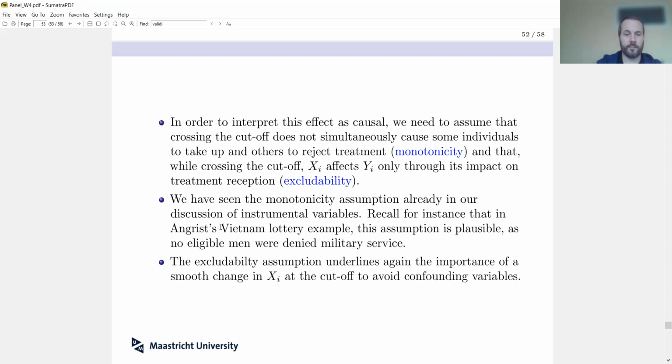Okay, and as I said before, excludability really underlines that we need smooth changes. So the treatment is the only thing that changes discontinuously at the cutoff. Everything else has to change smoothly. If anything else also jumps at the cutoff, then of course we cannot differentiate between the jump due to the treatment and due to this other variable. And this other variable would then be a confounding variable and mess up our causal interpretation.